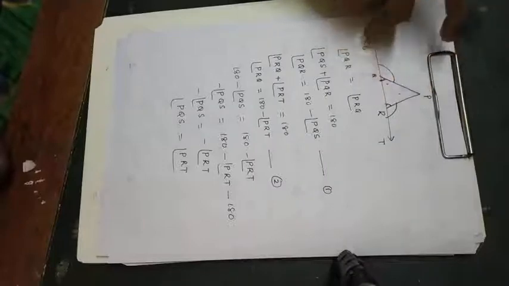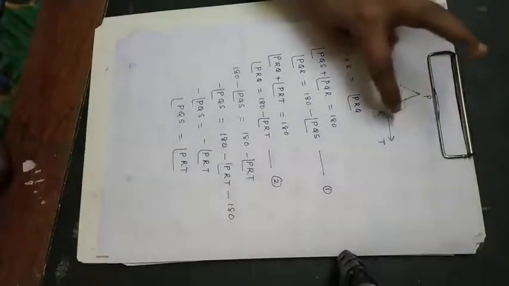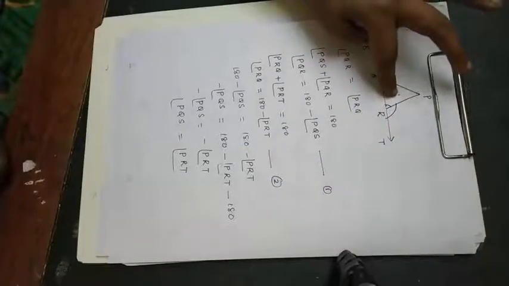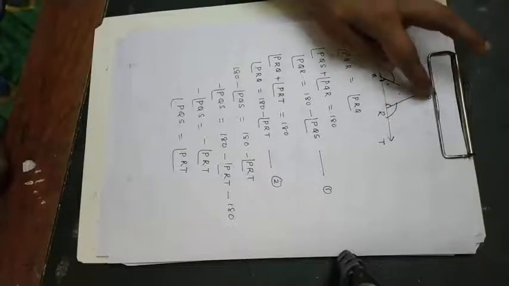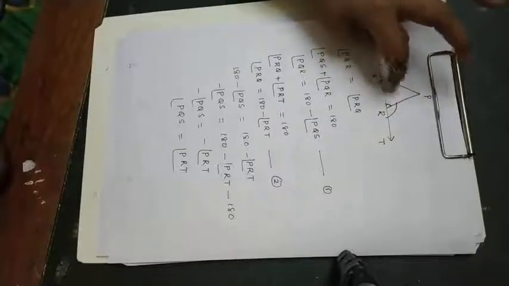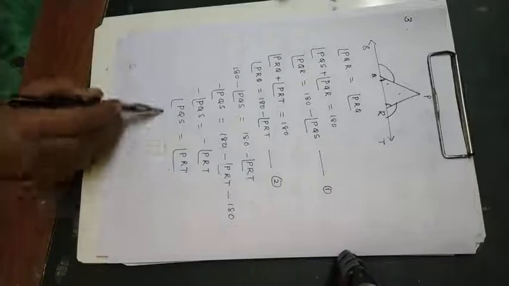So how did we start? We started with the linear pair property, that is PQR plus PQS is equal to 180, or PQS is equal to 180 minus PQR. Again the second one, PRT plus PRQ is equal to 180, the same property, linear pair, or PRQ is equal to 180 minus PRT. Then we equated those two equations and we got the result like this.